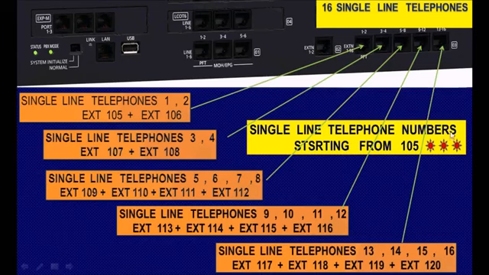Single line telephone numbers start from 105 by default if we select extension numbering to start from 101. And if we select during initial setting that the extension numbers start from 201, so single line phones will start with 205. From 101 to 104 is 4 digital extensions, as we mentioned before.